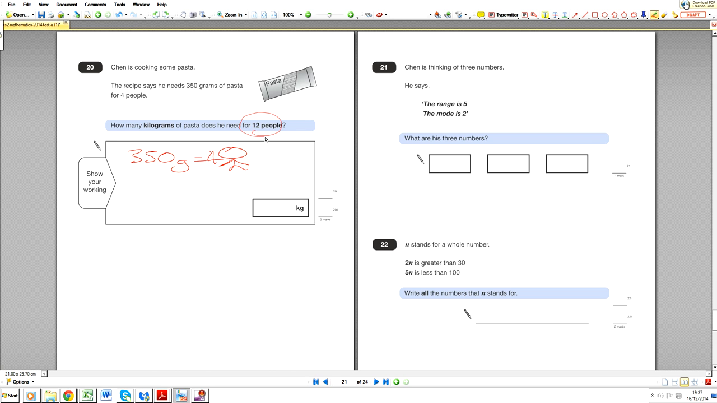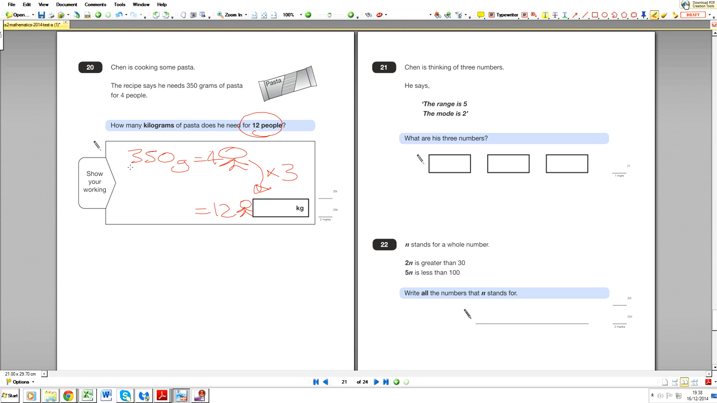Now he needs to make the pasta for 12 people, not 4 people. Okay, Mr. Kamal, how do we get from 4 people to 12 people? What do we do? From 4 people to 12 people, we multiply by? Okay, you mean 3.